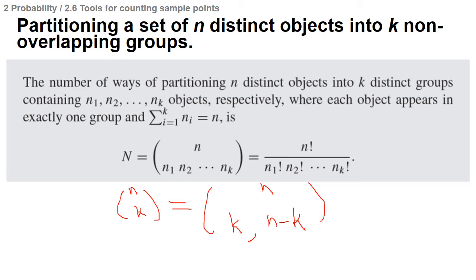So this is a little bit more of a generalization, because selecting k numbers among n is actually also selecting n minus k numbers from n. If you are selecting k numbers from n, the opposite is the n minus k numbers. So actually you are partitioning n numbers into two sets. That's a combination. And this generalization is partitioning n distinct objects into k distinct groups.